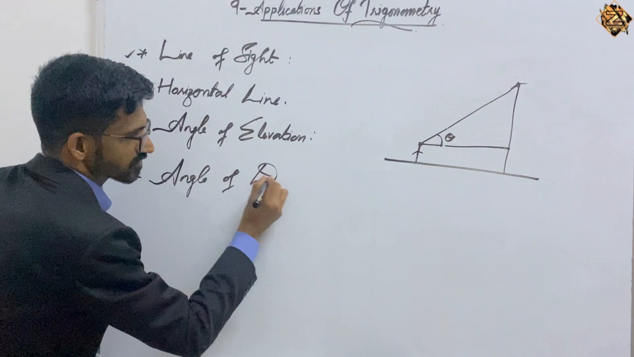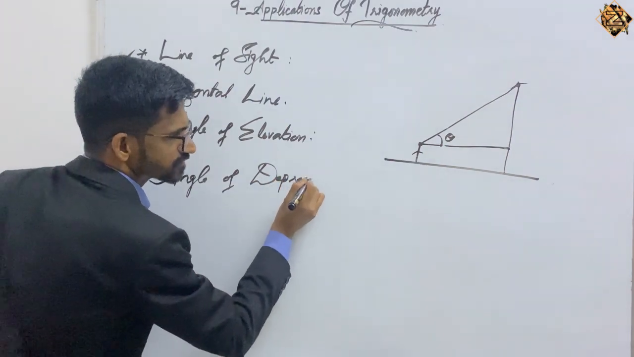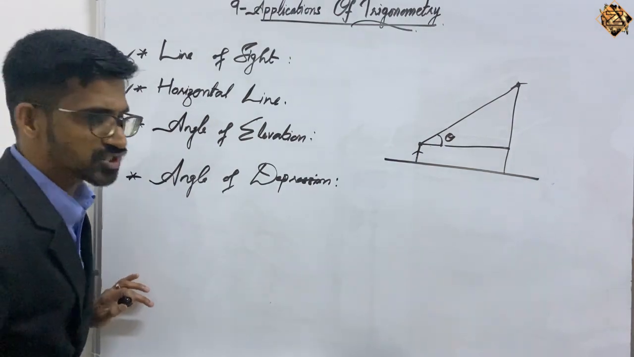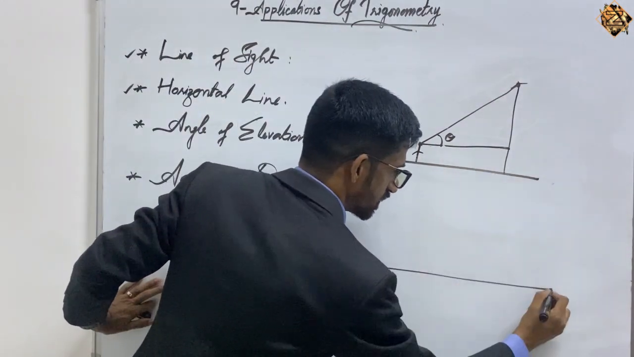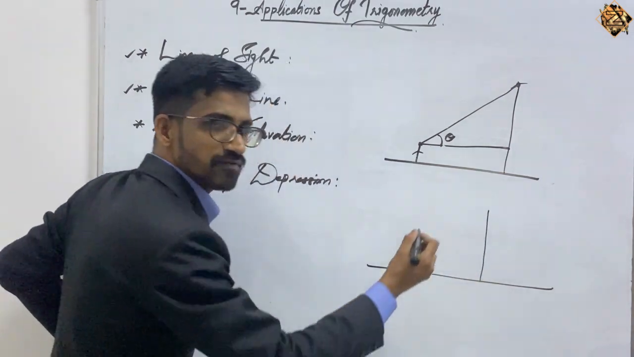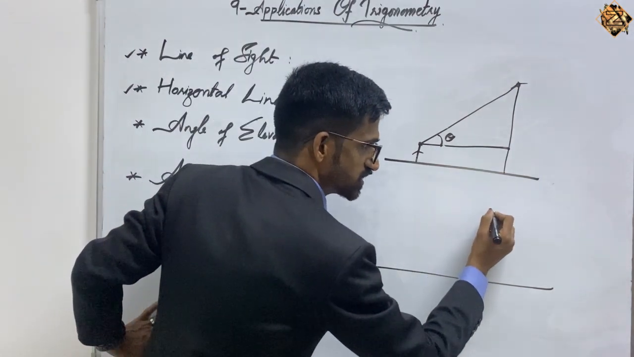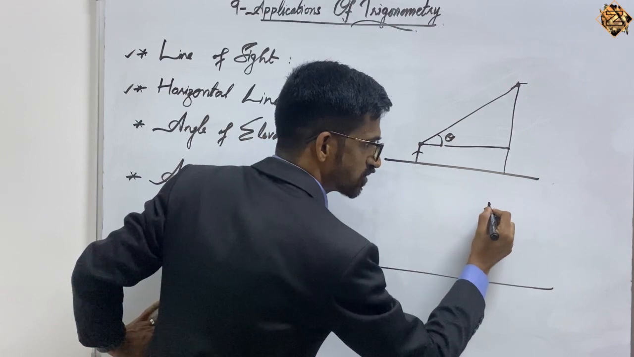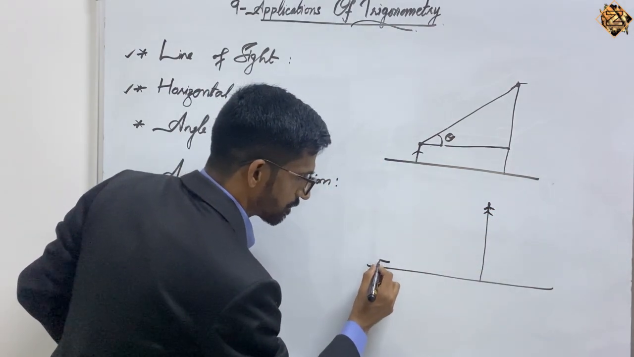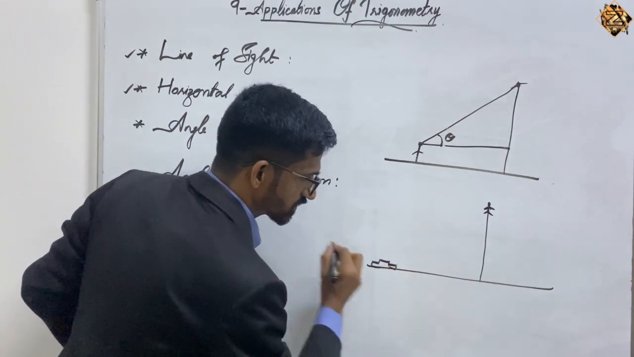Angle of depression. What do you mean by angle of depression? The same way, here an object, we can take an example from the top of a tower. A boy standing on the top of a tower is looking at a car parked on the ground.